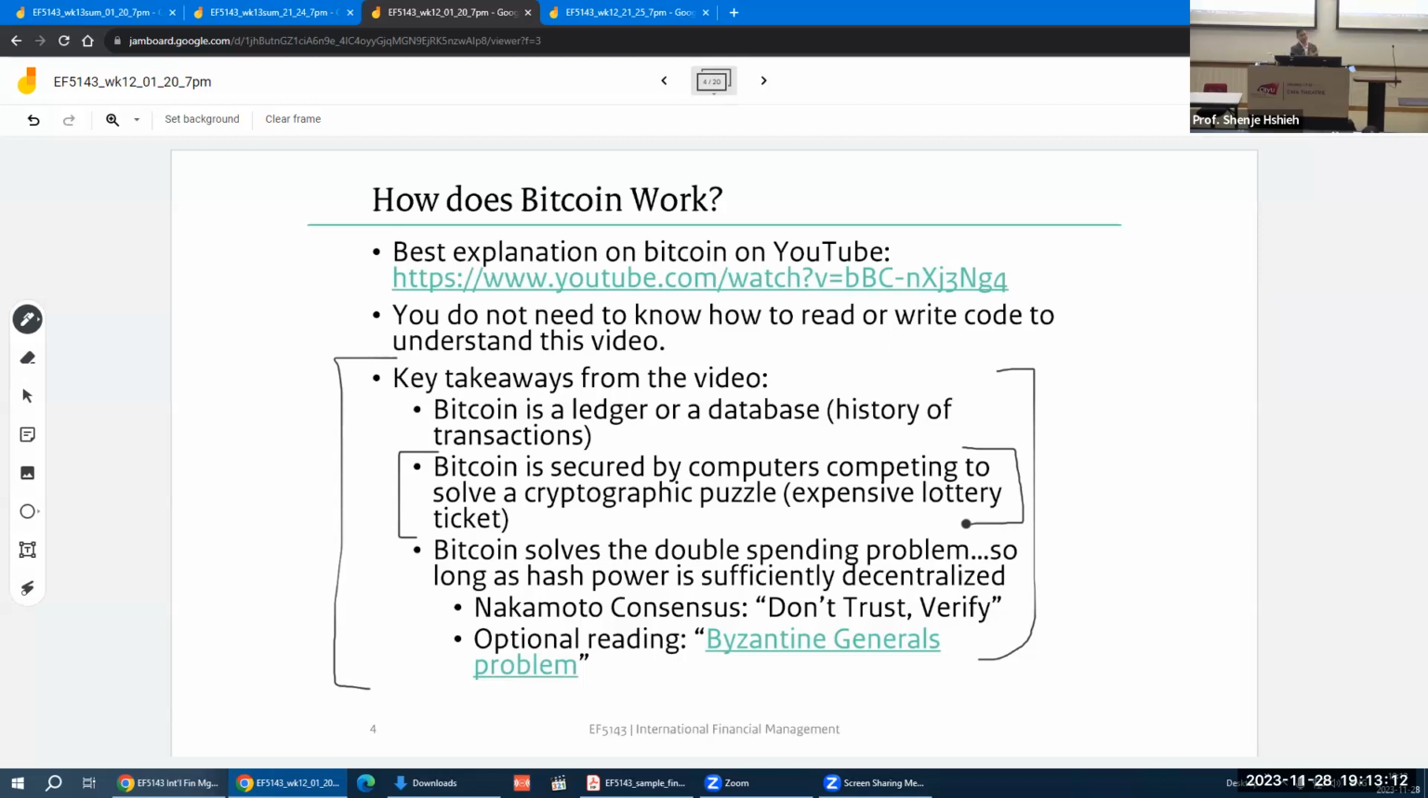The video tells you that all these so-called miners compete to secure the blockchain, and they secure the blockchain by trying to solve this puzzle. You can think of it as a lottery. If they win the lottery, they get some money, and then that money is theirs to spend, right? That's how the cryptocurrency blockchain works.